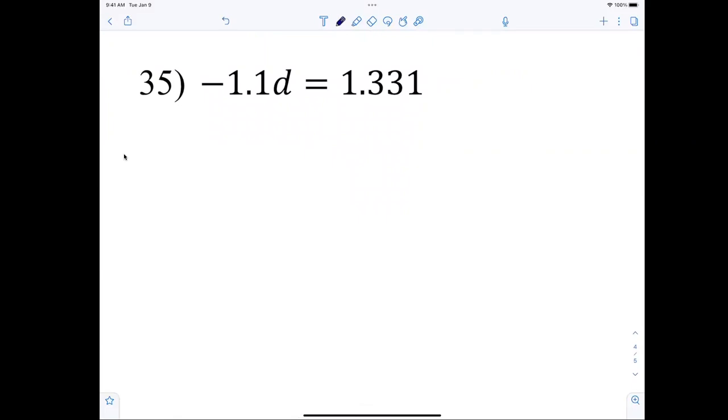All right, let's knock out 35. Uh-oh. Amaya, what am I doing? What do I do with the 1.1? I'm asking, what do I do with it? No. What operation is this? Here and here, how are they combined? So what do I do? Divide. That wasn't that hard. Divide by 1.1, negative.